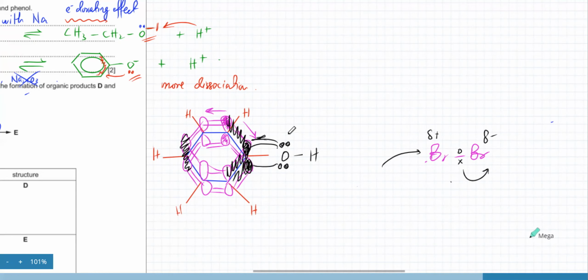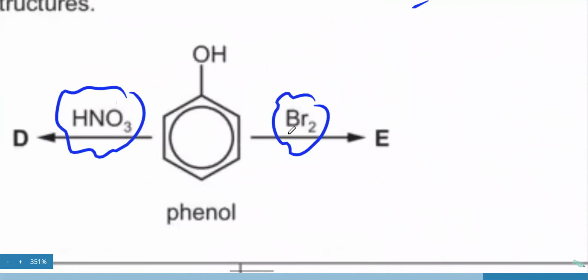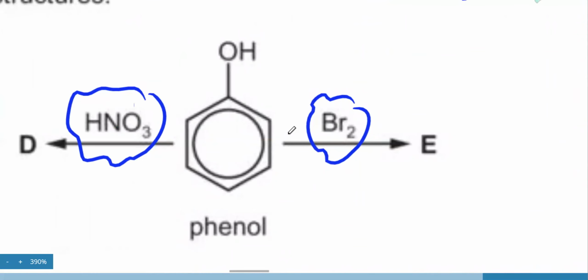So because of that, and let me focus on this. Because of the lone pair overlapping with benzene's electron cloud, the electron density on these carbon atoms increases, and all the other electrons in the benzene electron cloud get repelled to the other side, which makes the electron density on the other side higher as well.